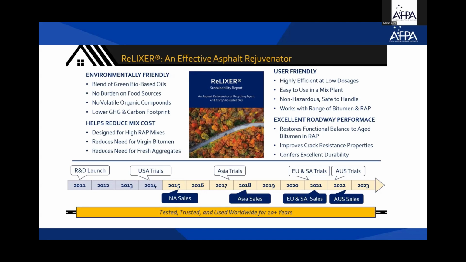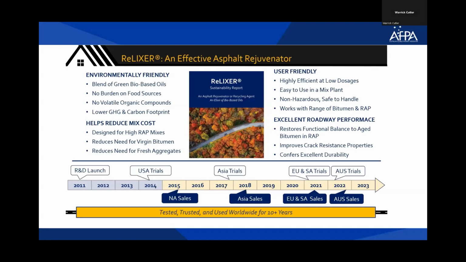So this is what the product is really composed of, this is what it does, and this is its functional performance, but this is the main reason why it is considered. I'll start and break these down one by one. It's a blend of bio-based oils, no burden on food resources at all, no recycled materials in it, all on-purpose materials, no VOCs, and a very low carbon footprint. And we'll talk about the carbon footprint and the sustainability in the next slide.